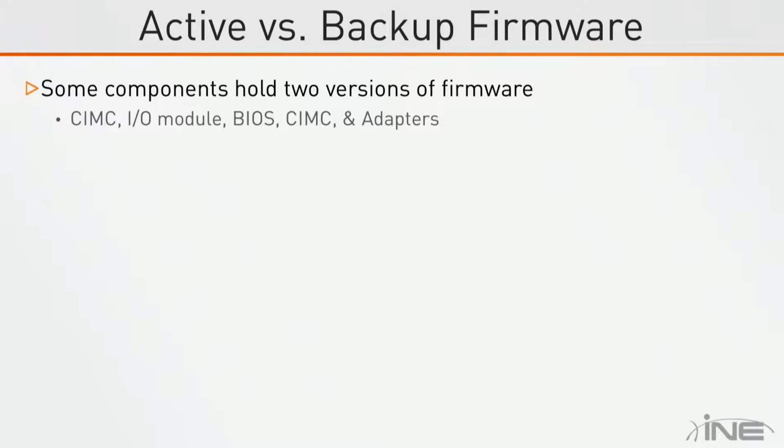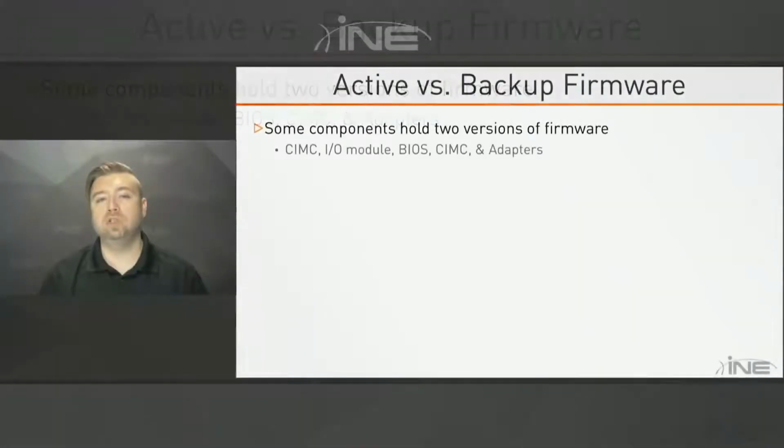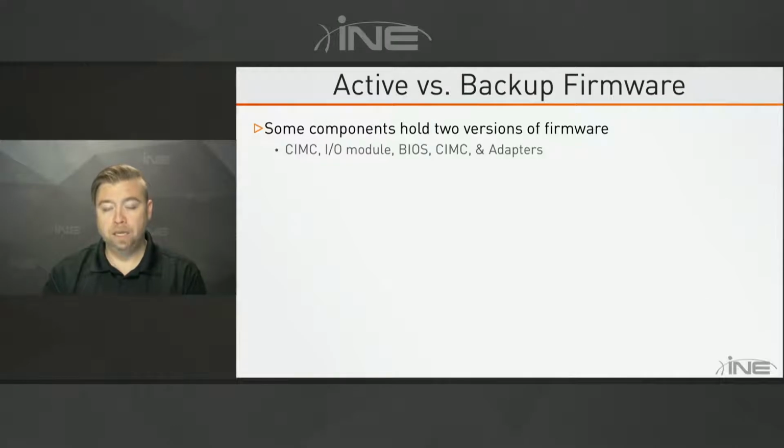Okay, additionally, we'll see that for most of the components, with the exception of the fabric interconnects, the system supports holding two different versions of the firmware. You can think of this like the flash on the actual hardware piece, okay? It's storage for the firmware, but there's enough space for two different versions. There's an active and a backup version.